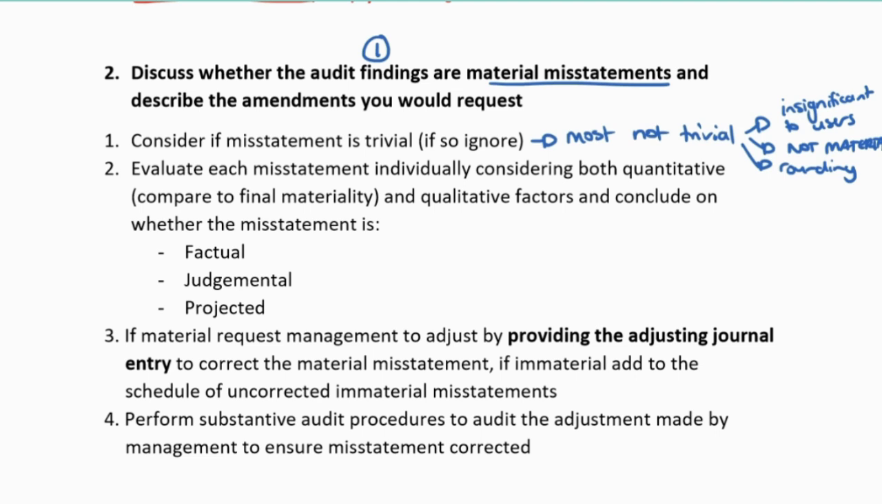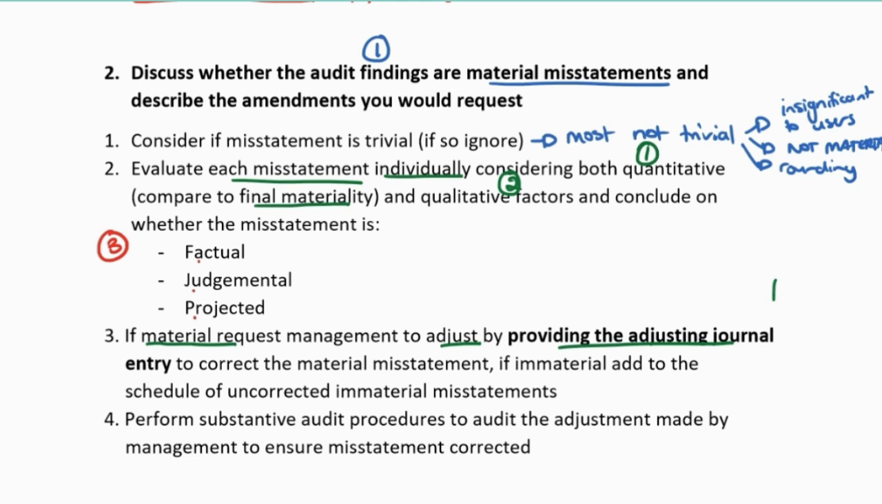So then I go to evaluating each of these misstatements individually. By themselves first, I need to first consider if it's quantitatively misstated in terms of comparison with final materiality, or whether it's qualitatively materially misstated in terms of its nature. So my step 1 right up top. Once I've done that, I need to move on to step 3, where I then go and say, is it factual, judgmental, or projected? Once I've done that, I say, if it is material because of either quantitative or qualitative, they must adjust and I must provide the adjusting journal entry.